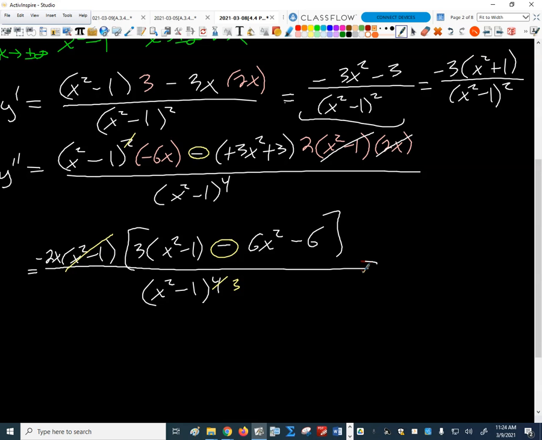And now I get what on the top? So I get negative 2x times, what happens if I combine all this stuff? 3x squared minus 6x squared is negative 3x squared. And here I'm getting minus 3 minus 6. So minus 9, is that right? I think that's right. So why didn't I do this? Make all those positive.